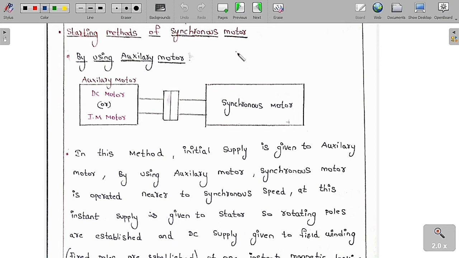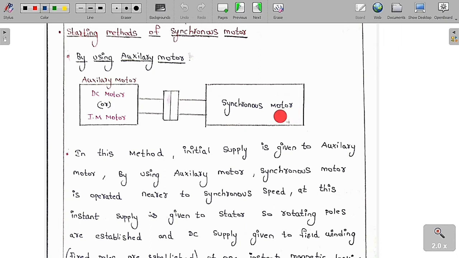But in the synchronous motor, we need to do something to initiate the starting torque. The starting torque is purely 0 for a synchronous motor. We have to make it non-zero by using some techniques. Those techniques we are now going to study one after another. By using an auxiliary motor, we use some extra motor to initiate the torque, to initiate the rotation.